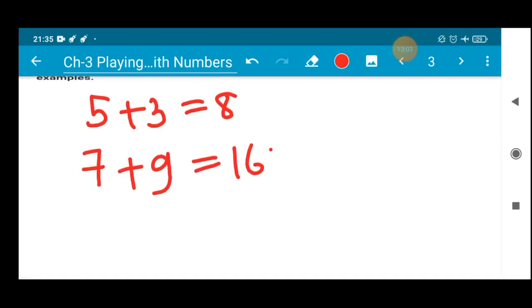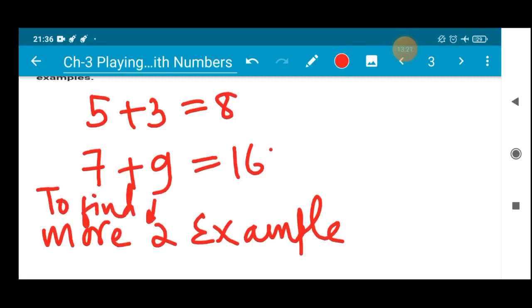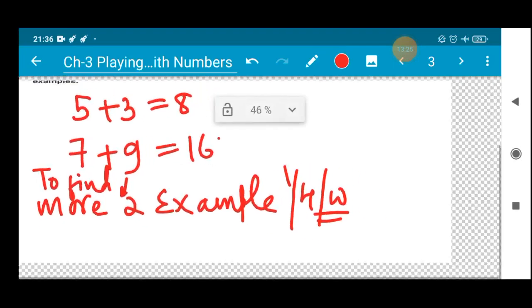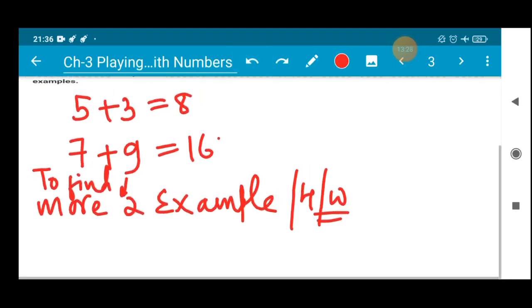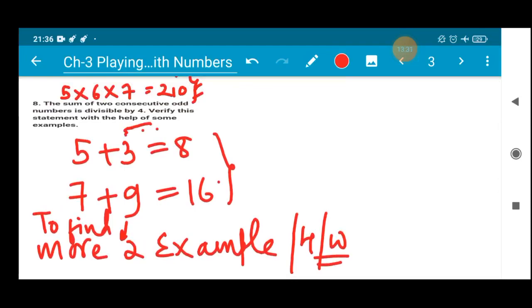To find out two more examples is a homework, a home assignment. All right, children, to find out more examples and to prove the statement of question number 8 will be homework.